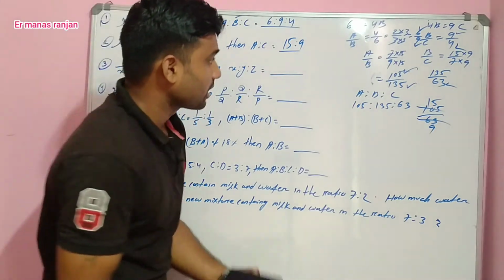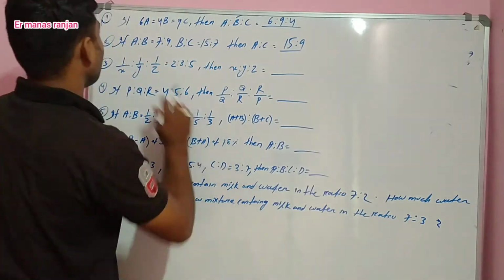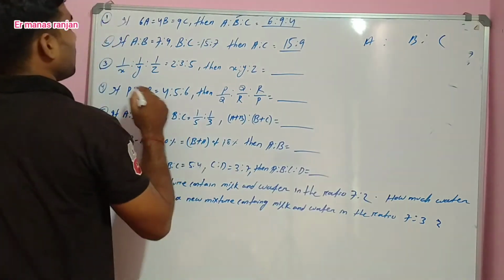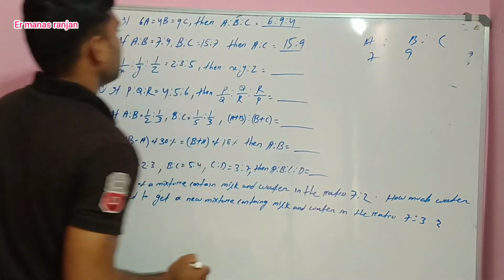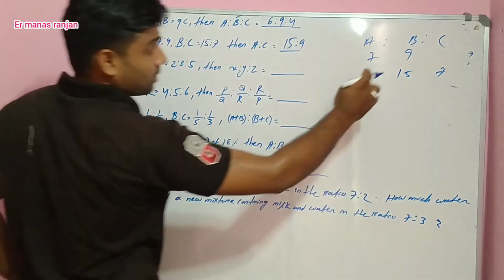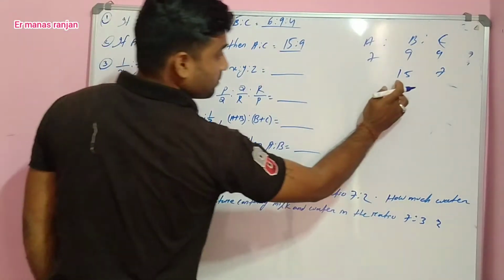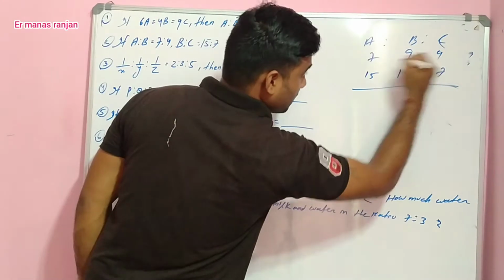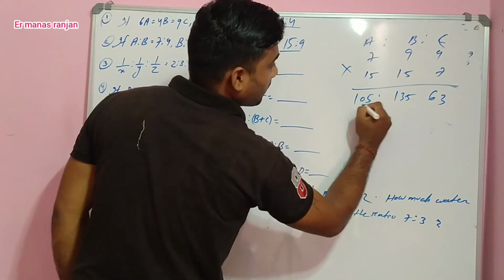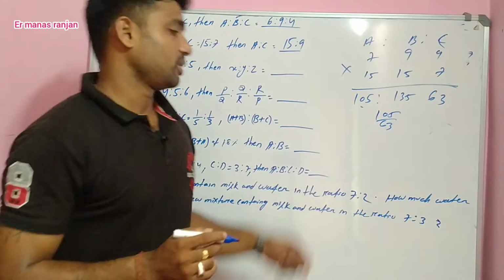Also you can write it in another way. Look here: A, B and C. A is to B 7, 9. B is to C, write down 15, 7. Look here, here is 9, so you write 9 here. The last number here is 15, you write 15 here. Multiply it: 63, 135, 105. You got A, B, C. 105 is to 63. By dividing by 7, you will get 15 is to 9. Understood?